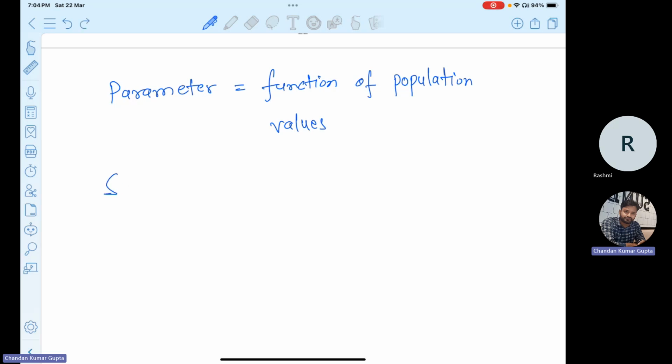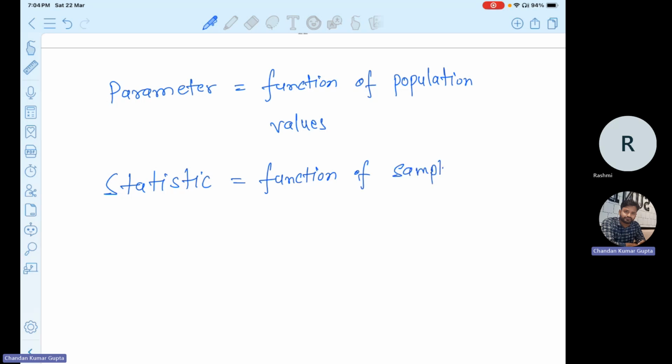And there is statistics. I'm writing statistic, not statistics. Statistics is a subject that we are discussing. And statistic is actually a function of sample values.